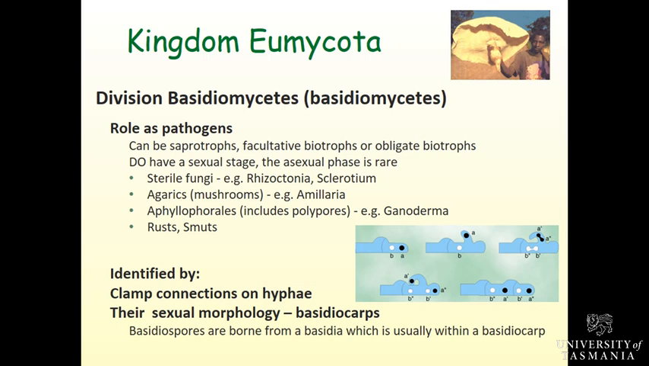You get those that produce mushrooms, the agarics. Armillaria is probably the best plant pathogen example, so that's a tree pathogen.